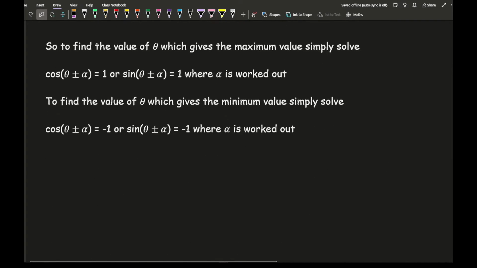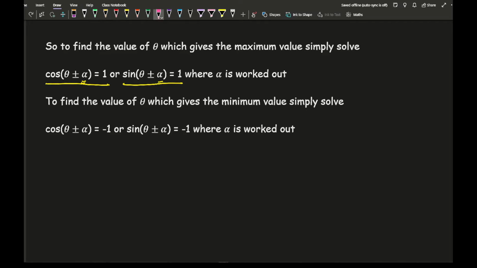To find the value of theta for which the maximum value occurs, we make cos(theta plus or minus alpha) equal to 1, or sine(theta plus or minus alpha) equal to 1, where alpha has already been worked out in the prior example. So here we're going to have a number instead of alpha, and all we need to do is make this whole bit equal to 1, or if we're working with sine, make this all equal to 1, and then solve it like we did when we looked at solving trig equations in AS.